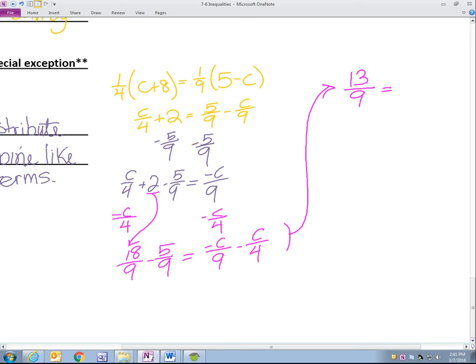Something's not right. Why is this this way? c over 4, 2 minus 5 ninths, minus 5 ninths. Yeah, we're good.